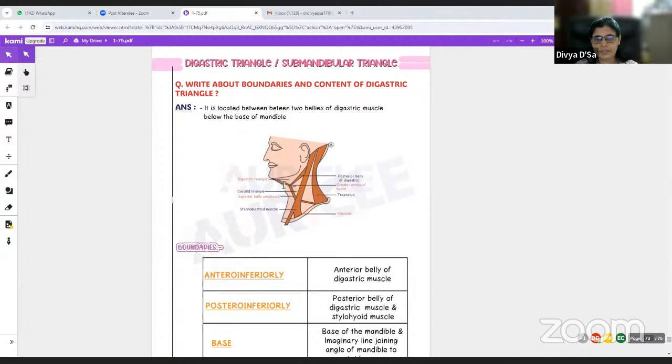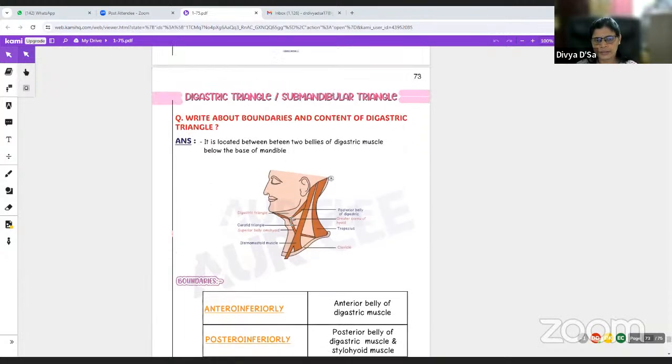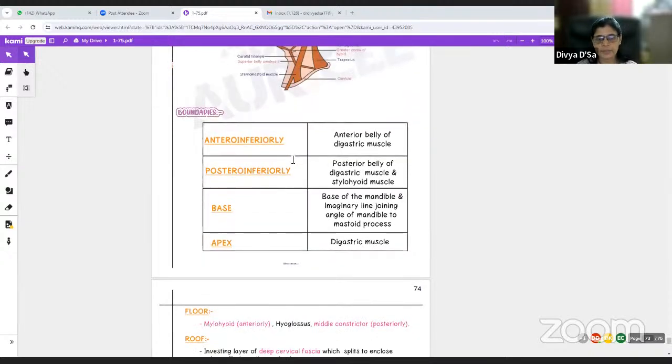Anteriorly and inferiorly, it is the anterior belly of the digastric. Posterior-inferiorly, there is the posterior belly of the digastric muscle and stylohyoid. The base is formed by the base of the mandible and an imaginary line joining the angle of the mandible to the mastoid process. Apex is mainly formed by the tendon here, near the hyoid bone, by the tendinous insertion of the two digastric muscles, that is the posterior belly and the anterior belly of the digastric. There we have the apex.